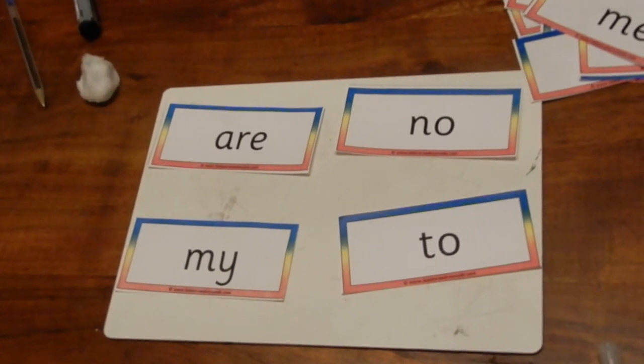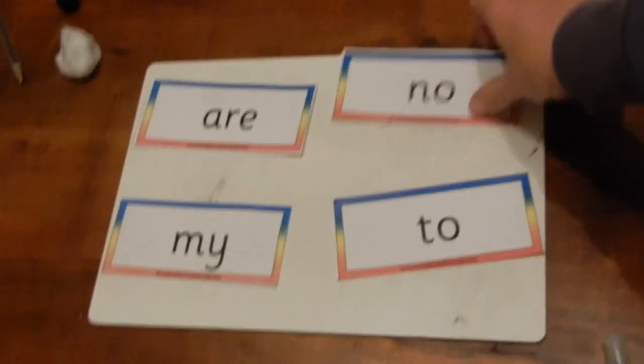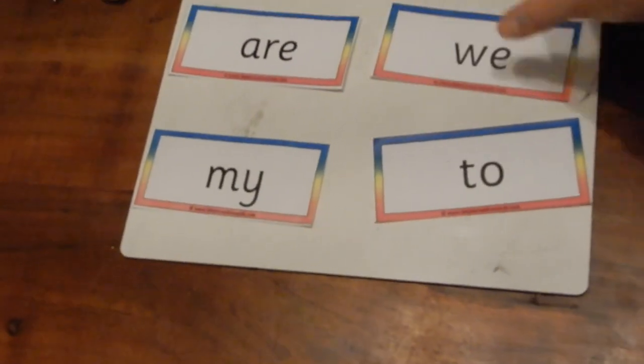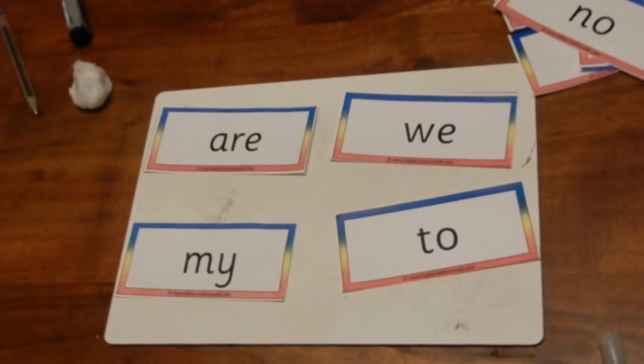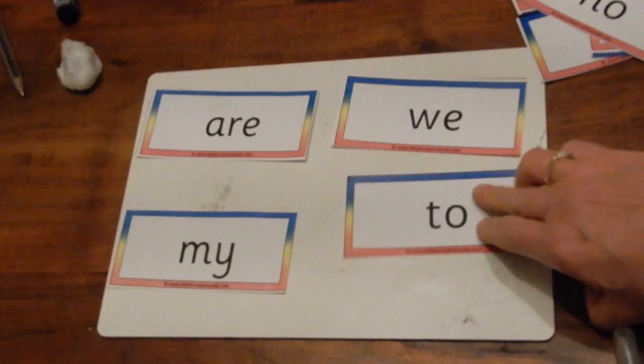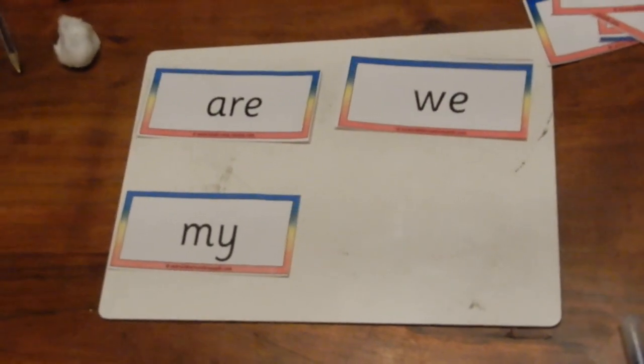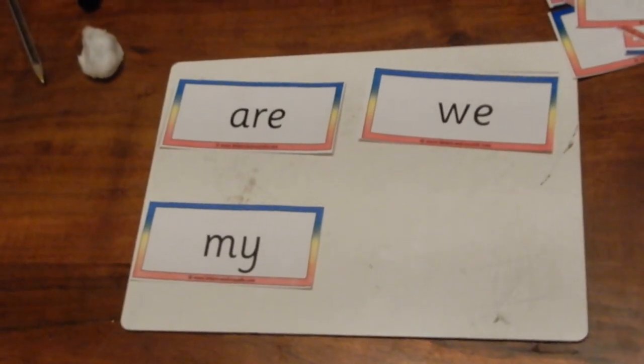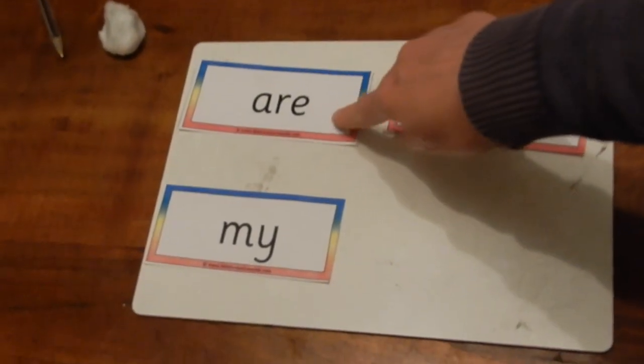Getting close to the end now. Can you point to the one that says no? There is no. And now can you point to the one that says two? Two. There is two. And now can you point to R? We've looked at R this week. There is R. We've been writing R this week.